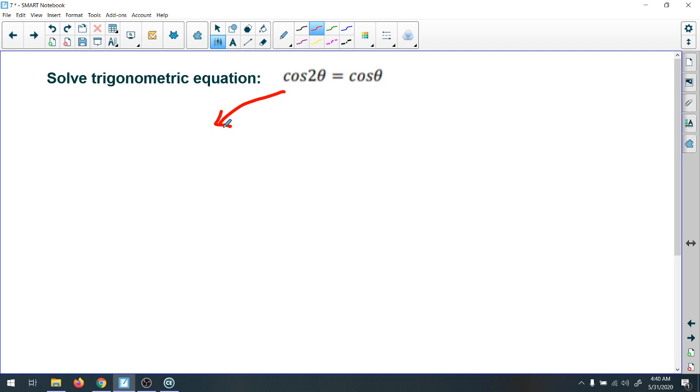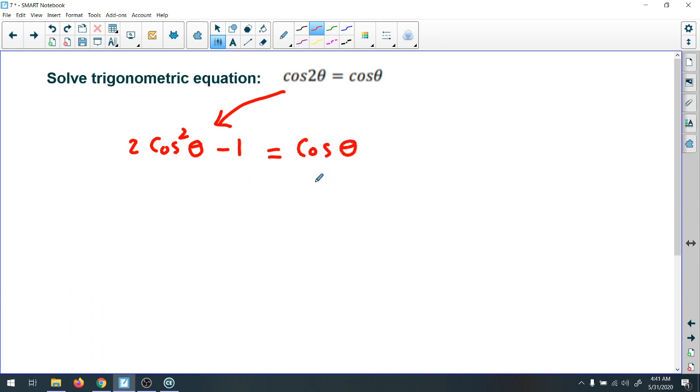We have three different formulas. The best way is to just get cosine. So it will be 2 cosine square theta minus 1. That's cosine double. We have another formula which is 1 minus 2 sine square. We don't need it. And we have cosine square minus sine square. We don't need it. So you equal it to cosine theta.